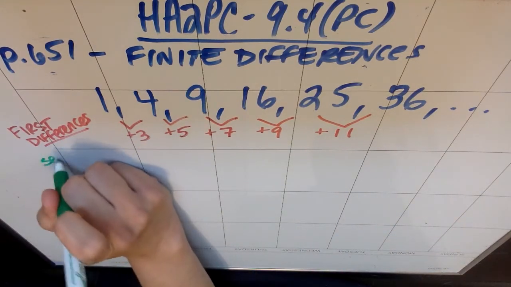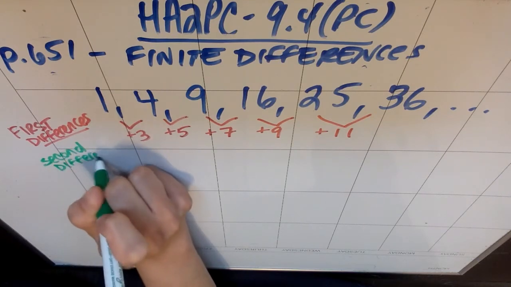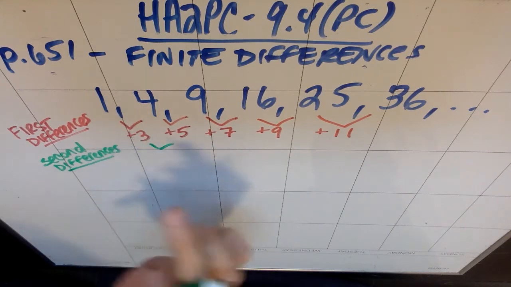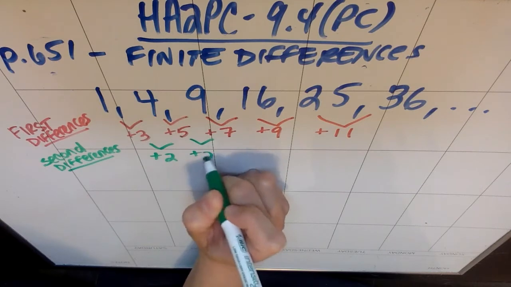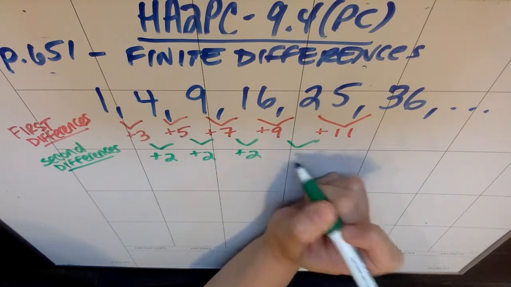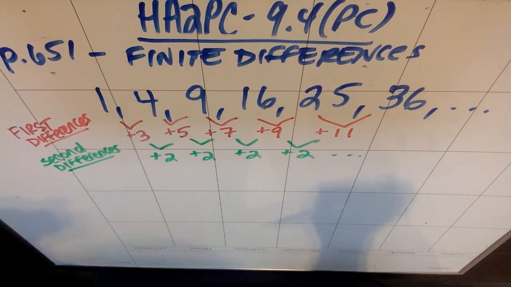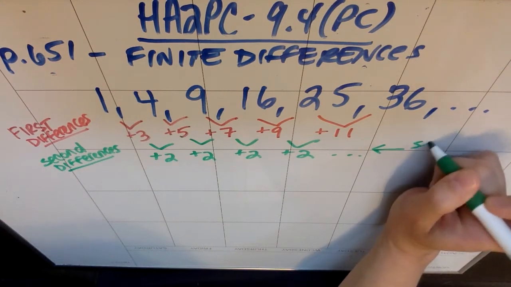The second differences in this situation are constant. So what we mean by second differences is the differences between the differences. So the difference between plus 3 and plus 5 is a plus 2. The difference between plus 5 and plus 7 is a plus 2. The difference between plus 7 and plus 9 is a plus 2, and so on forever, right? Okay, so what I want you to notice is the second differences are constant.